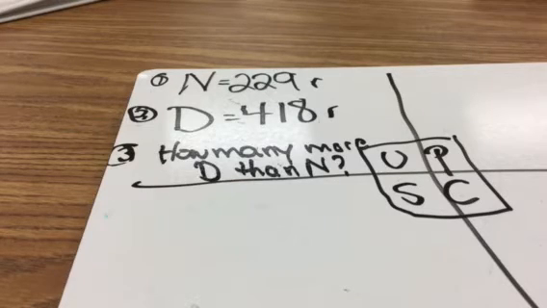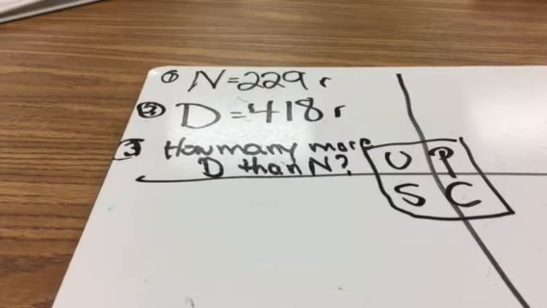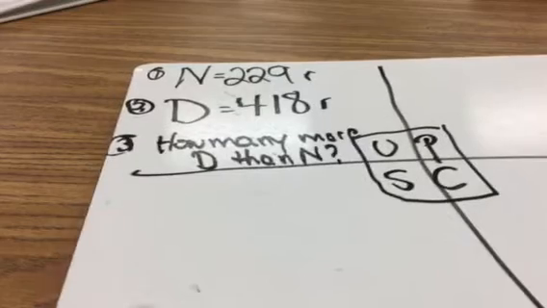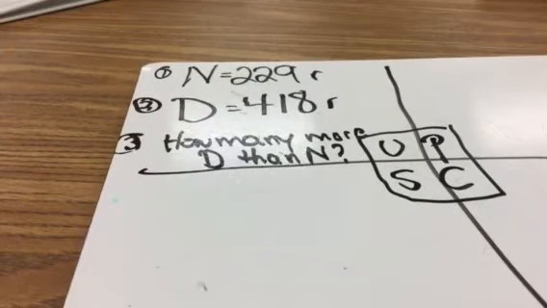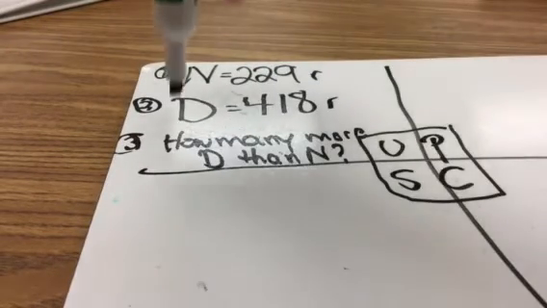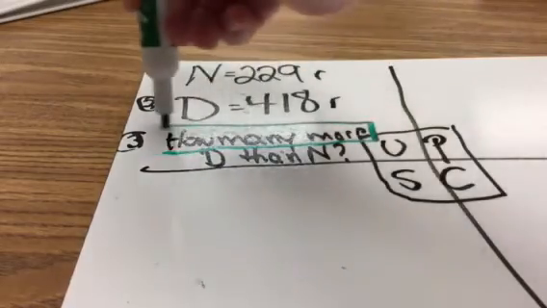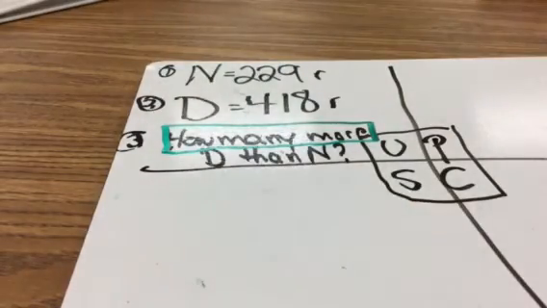So now we need to come up with a plan. Okay, so what is the question asking me? How many more Devin than Natalia? This is the only key word that you can rely on. If it says how many more, that means that your last step in the solve box is going to be subtract.